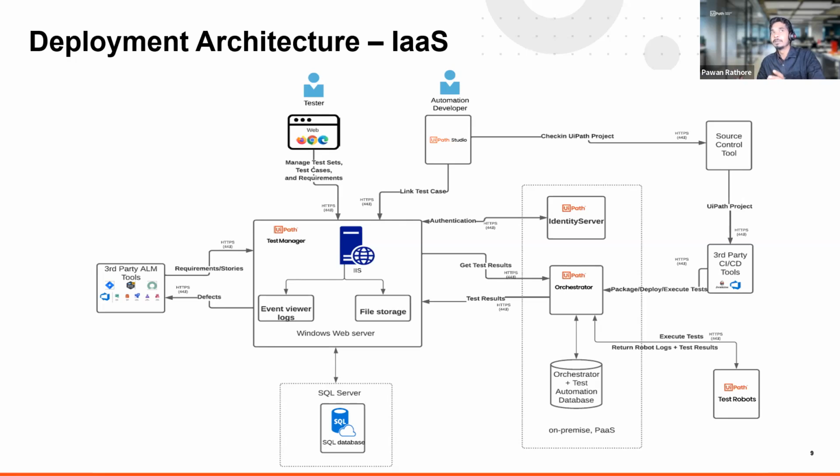Now, the polling service, how does it work? As soon as you publish any of the test cases or test results to the Orchestrator, right, it will push these to the test automation database, which was created by the Orchestrator. Now, the polling service running in Test Manager is going to interact with the Orchestrator using APIs, get the data which was saved in the automation database, and sync it up with the Test Manager database.